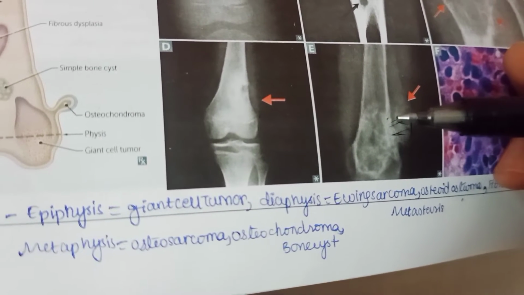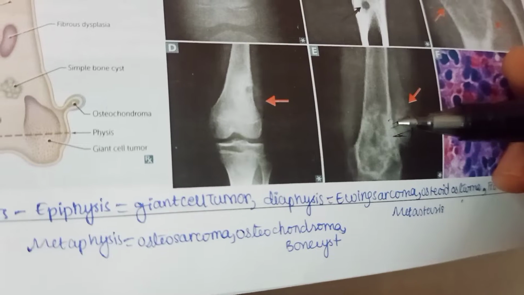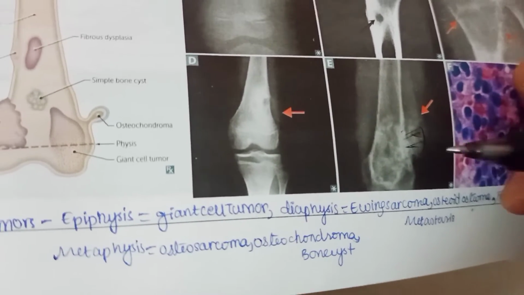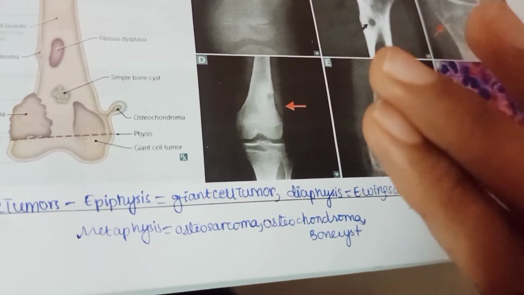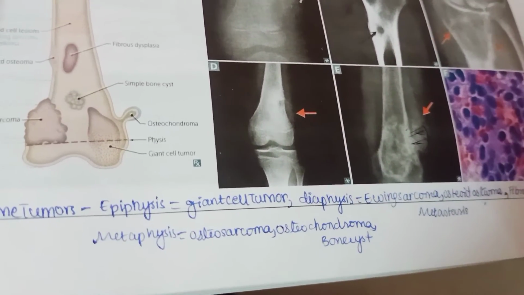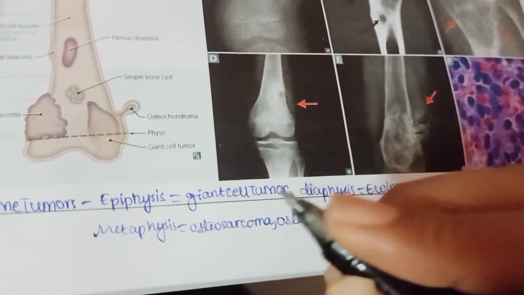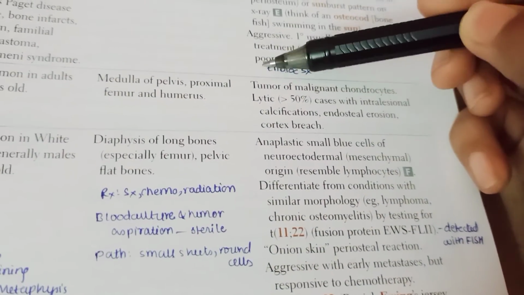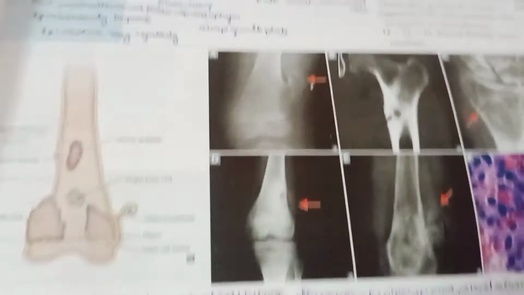This is aggressive. Primary is usually responsive to treatment, surgery, chemotherapy, but poor prognosis for secondary. So primary is usually responsive to treatment, but secondary is having poor prognosis. And the surgery we do for this is called en bloc surgery. You can see here the spelling, E-N-B-L-O-C. Okay, en bloc surgery is the treatment.